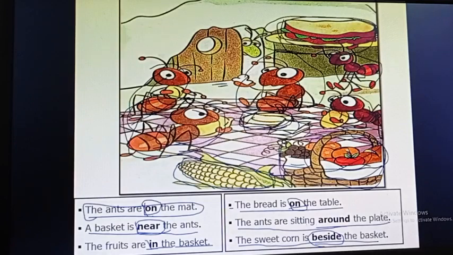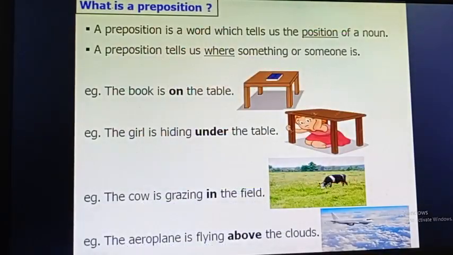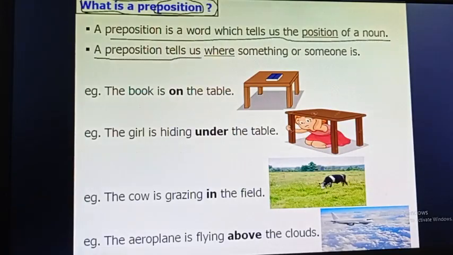Now in the next slide we are going to learn what a preposition is. What do they tell us? On the top right, see what is written here. What is a preposition? A preposition is a word which tells us the position of a noun. See, position here, preposition, position, already there in the word itself. A preposition tells us where something or someone is.